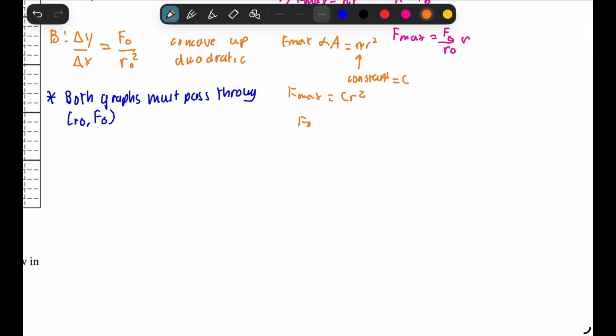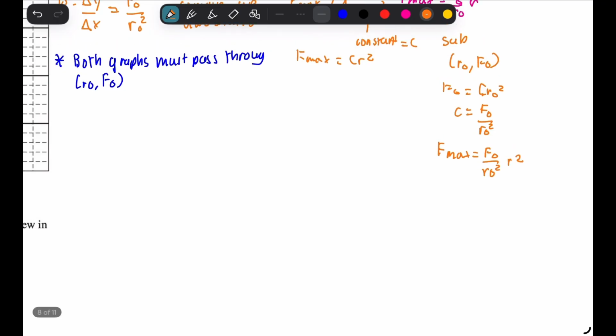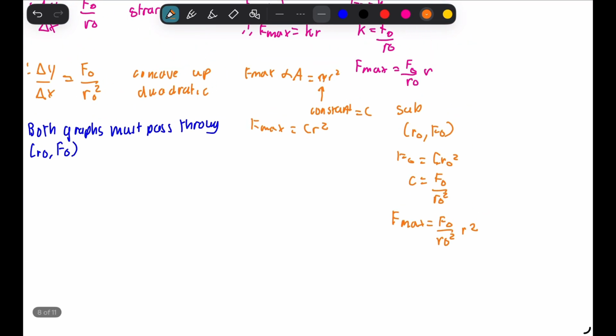Therefore, if we sub in this point R initial, F initial, we're going to have F initial is equal to C R initial squared. C is equal to F initial over R initial squared. Therefore, F max is equal to F initial over R initial squared, times R squared. And this is concave up through the origin and passes through R initial, F initial.